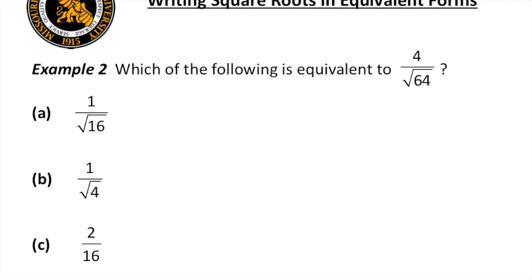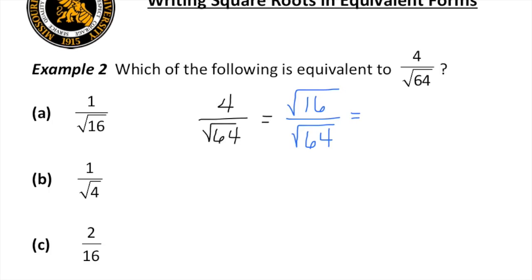In example 2, we're asked to determine which of the following is equivalent to 4 over the square root of 64. Rewriting the numerator as the square root of 4 squared, or 16, we have the square root of 16 over the square root of 64, which can now be written as a single square root over 16/64. Simplifying that fraction under the square root by dividing numerator and denominator by the common factor of 16, we get the square root of 1 over 4.